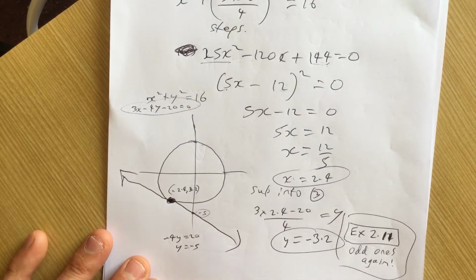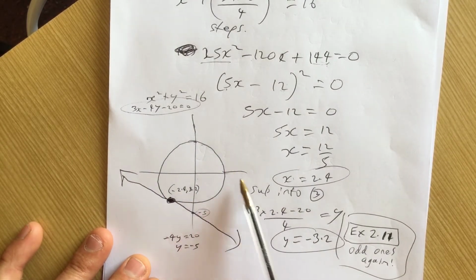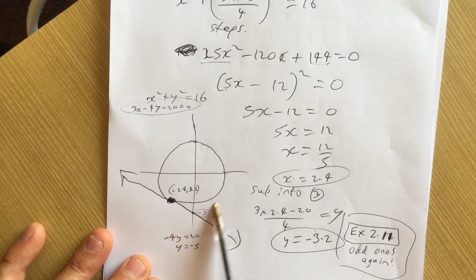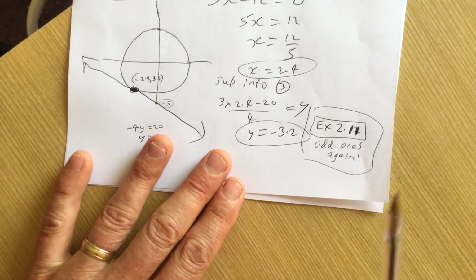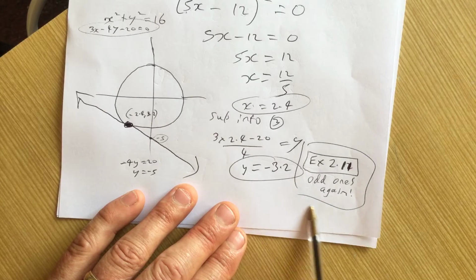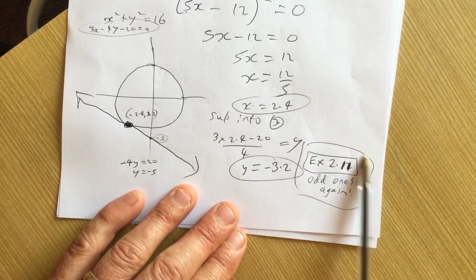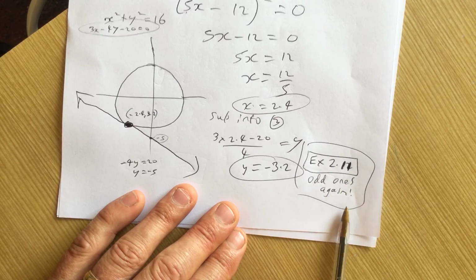So again, don't get confused. This is actually looking a little bit further ahead, because if you drew it graphically, what it looked like, then that actually starts to make sense. All right, I went through that one quite quickly. There are going to be some hard questions in here, but this is the lesson you need to do yourselves at any time. Exercise 2.11, the odd ones again. Good luck with that.